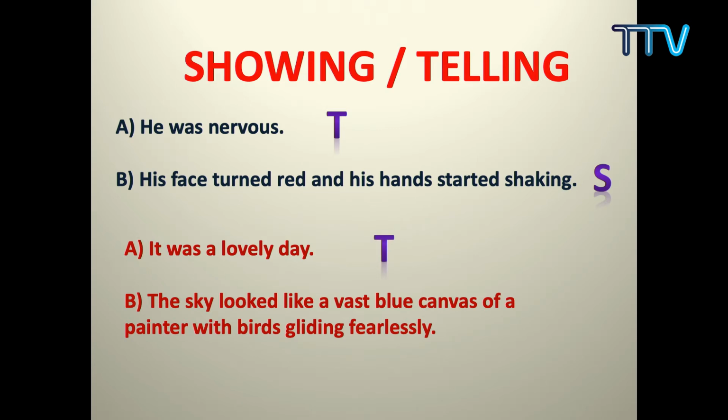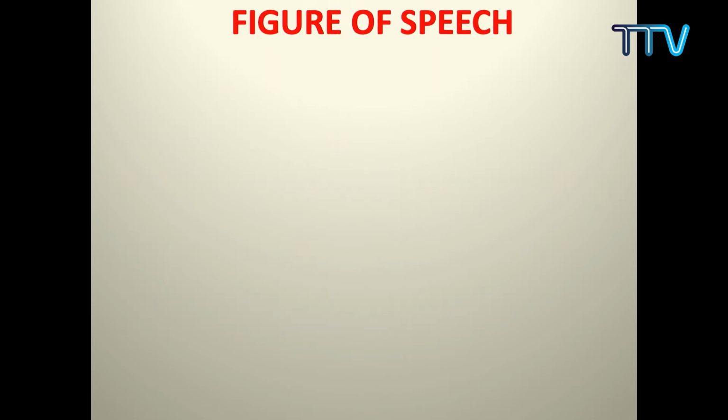Of course, the first one is telling. There aren't any beautiful paints. You are not using any words related to the senses. If you look at the second one, I try to describe what I think, and the readers, when they are reading this, will try to paint a picture in their mind. And then they may say, oh, it was really a lovely day. So that is the difference between showing and telling.